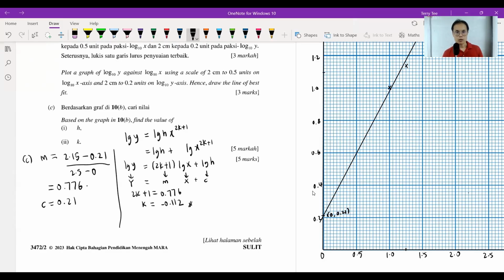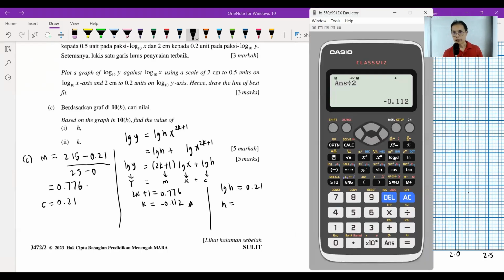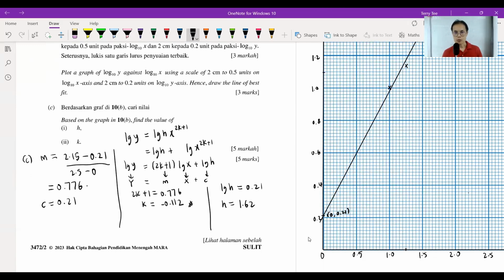For your y-intercept, pintasan y, we compare lg h with 0.21. So what's my h? Use your calculator, take shift log 0.21. The value is 1.622. Okay, so I got my k and I got my h.